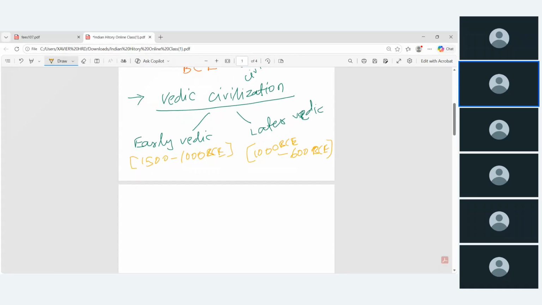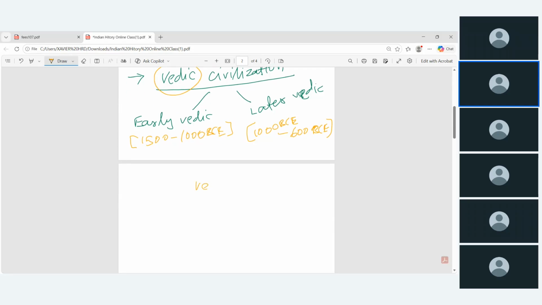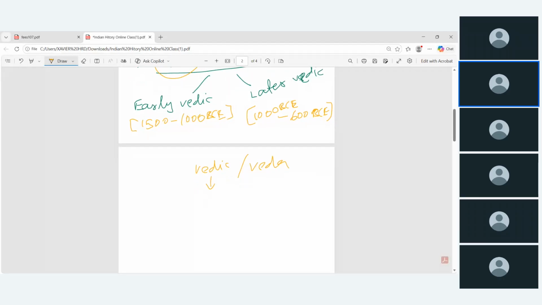Once again, one new word is introduced, that is Vedic, or Veda. The word Vedic came from Vid. It's a Sanskrit word. Vid means knowledge, or to know, to know about the knowledge.